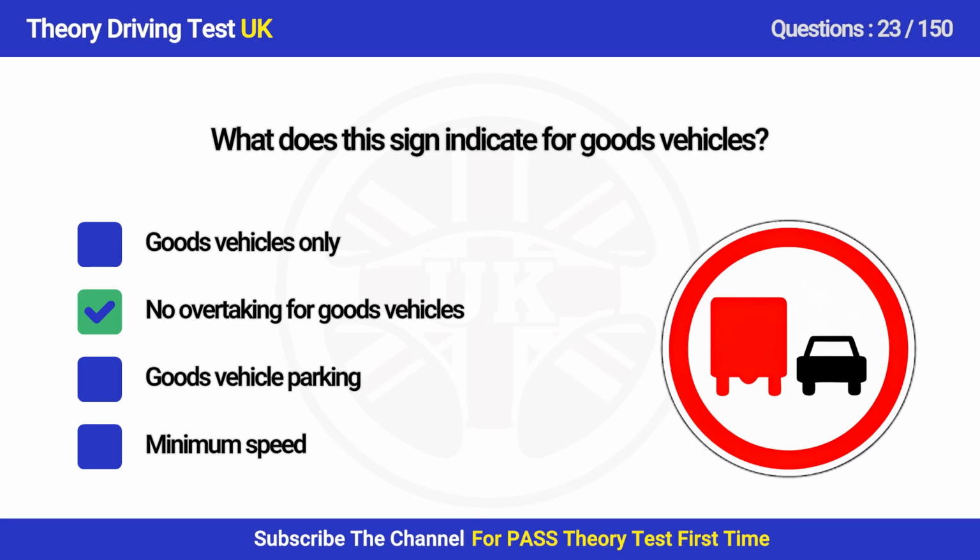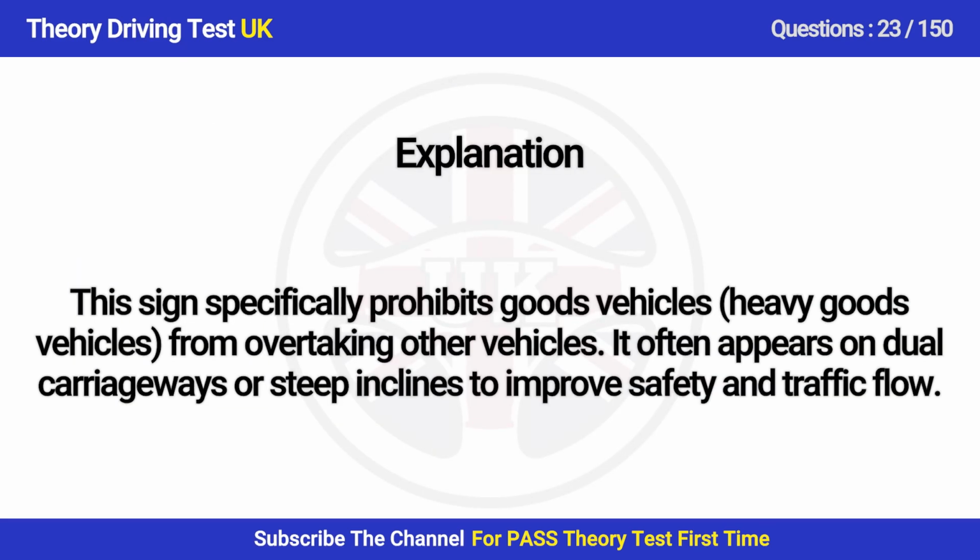Answer is B. No overtaking for goods vehicles. This sign specifically prohibits goods vehicles, heavy goods vehicles, from overtaking other vehicles. It often appears on dual carriageways or steep inclines to improve safety and traffic flow.